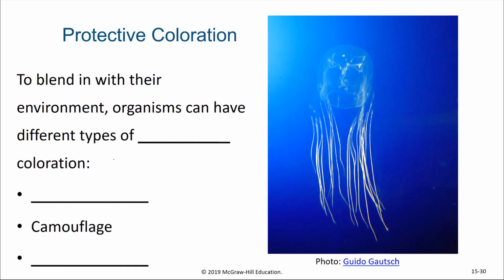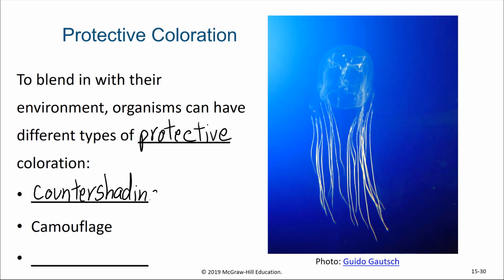To blend in with their environment, organisms can have different types of protective coloration. This can include countershading, camouflage, and also transparency. You can hardly see this cubomedusa in the wild, and yet it has a very powerful neurotoxin within its nematocysts.